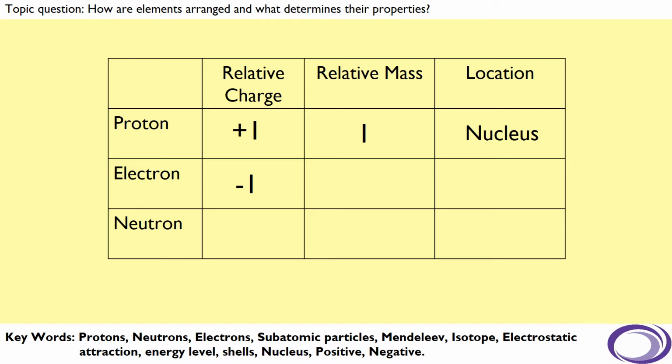Electrons have a relative charge of -1, but their mass is very small, so that doesn't contribute to the atomic mass number. The location of electrons is in the shells, orbiting that positive nucleus. Then finally we have the neutrons, which have a relative charge of 0, but they also have a relative mass of 1, and their location is in the nucleus.